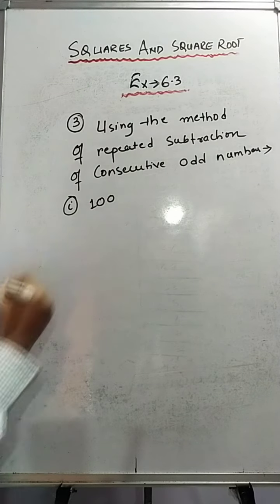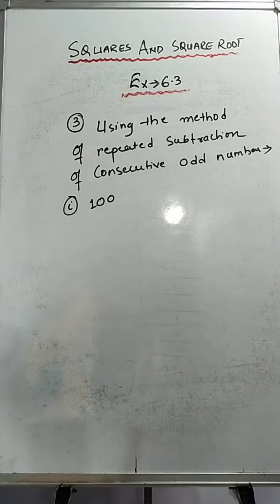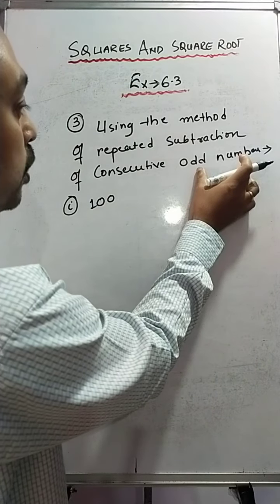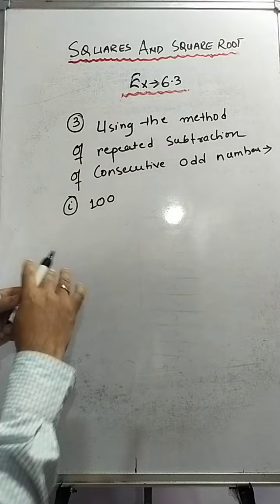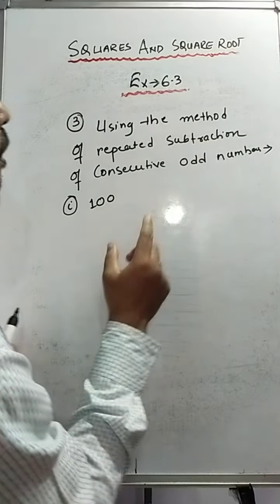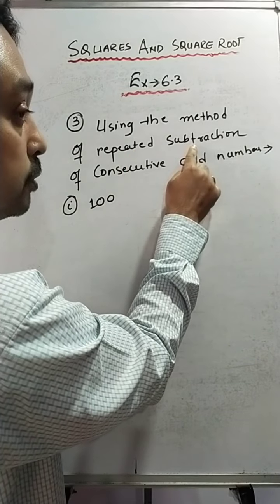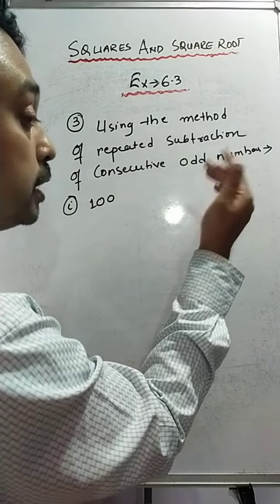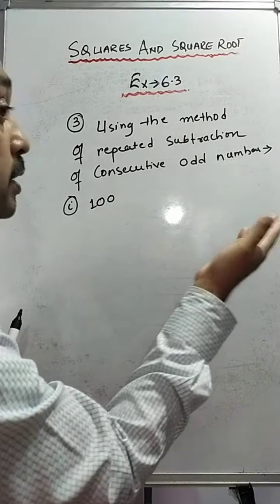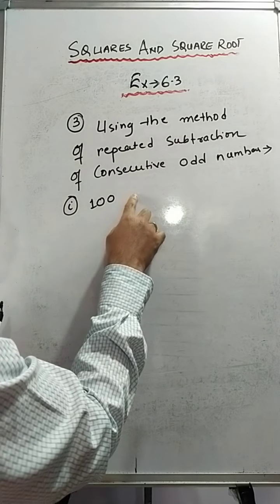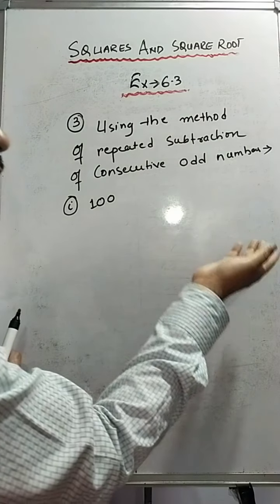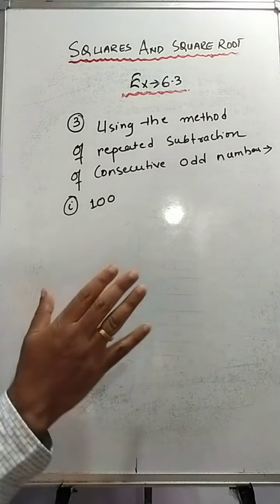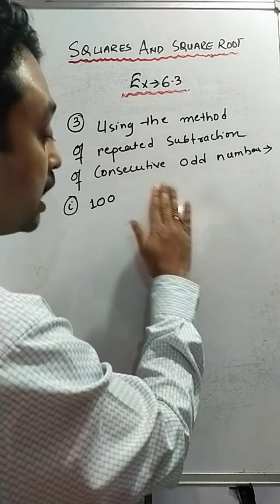100. Okay, so we have to do repeated subtraction with what? Odd numbers. And what type of odd numbers? Consecutive odd numbers. These are some of the words that we have to be very, very careful about. It is not that the first time you subtract 1 and then 7 and then 11 and then 5. No, not like this. The odd numbers should be consecutive.